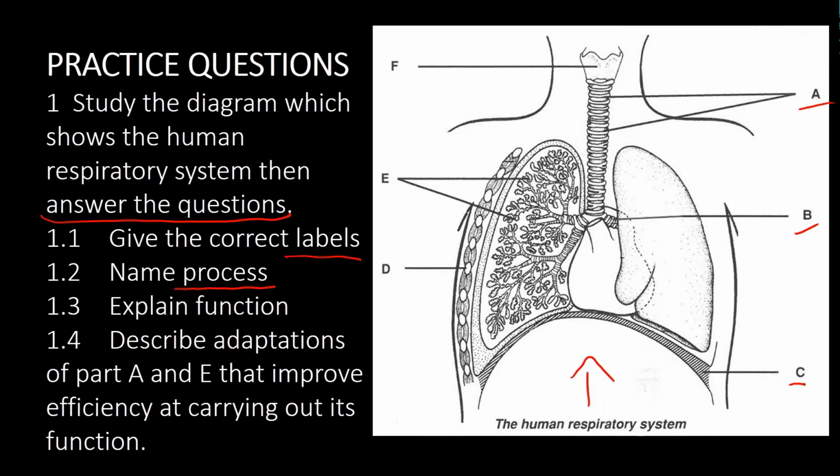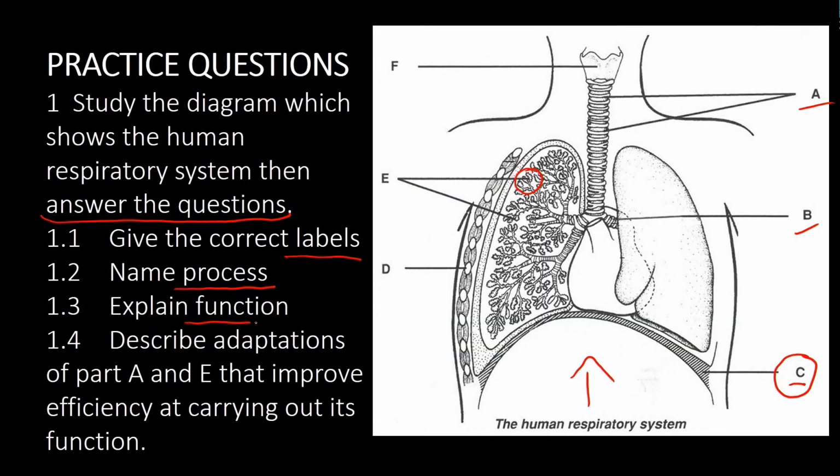Then the next thing, you could have to name the process that occurs. For example, here, what process is occurring in E? And that is obviously gaseous exchange. What process would C be involved with? And that is obviously the breathing process, inhalation or exhalation. So you would need to be able to explain where the different processes occur.